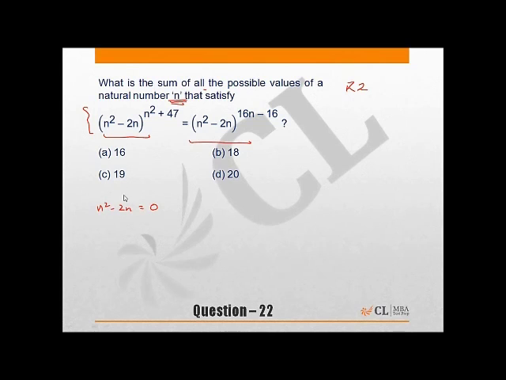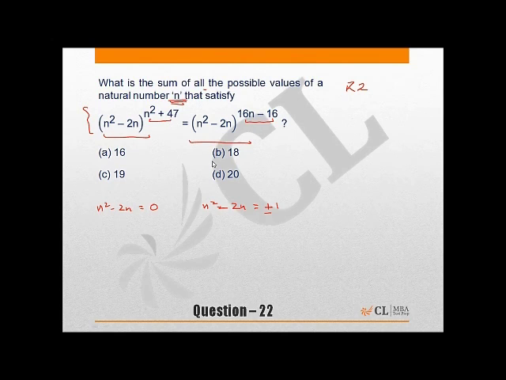Okay, I'll restart. The second case could be the base n square minus 2n is equal to 1, because if the base is 1, then whatever be the power, it does not matter. Another case could even be -1. So plus or minus 1, both are possible out here. But if n square minus 2n is -1, then what about the power? This is even. So -1 raised to any even power will always be 1. But this could be even or odd depending upon the value of n.